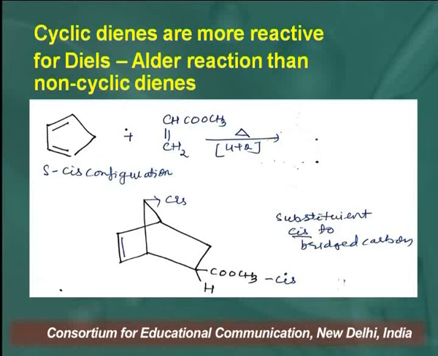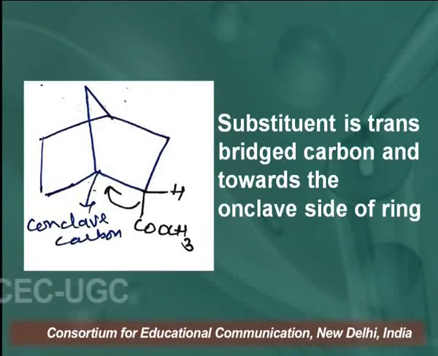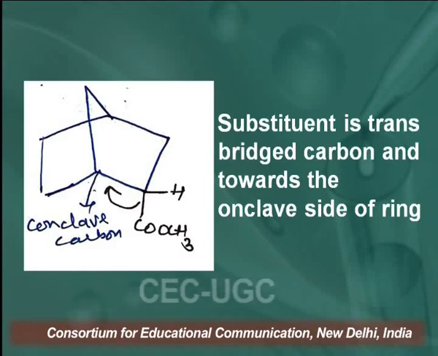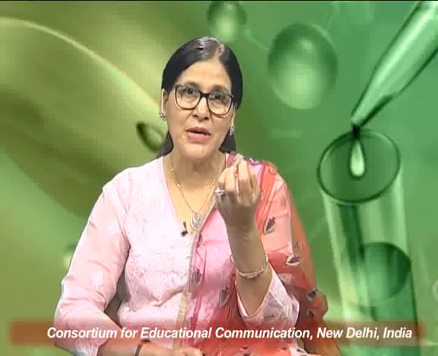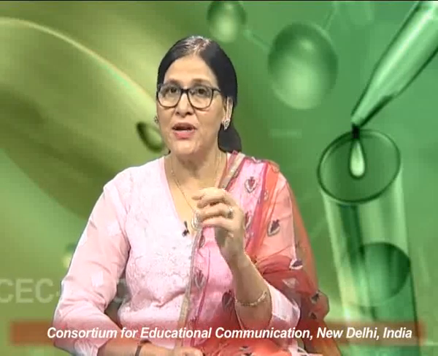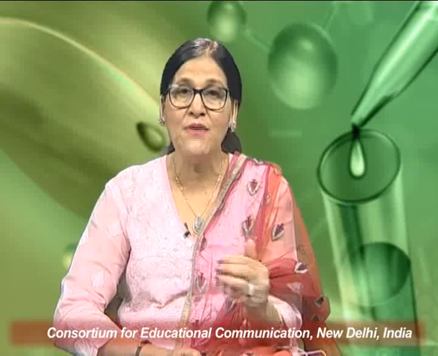So we are looking here at the cis configuration. This cyclic diene reacts with a 2 pi electron system, a 4+2 cycloaddition reaction takes place, and we get a substituted product, the 4+2 cycloaddition product. Here we can see the substituent COOCH3 is cis to the bridge. So cis to the bridge in this case. Similarly, in another case when COOH is trans to the bridge, or we can say towards the concave carbon, I have represented here the concave carbon. So the substituent is trans to the bridged carbon, and towards the concave side of the ring.